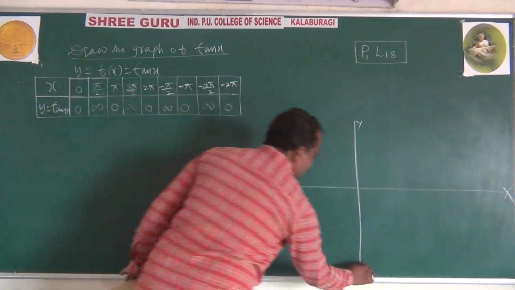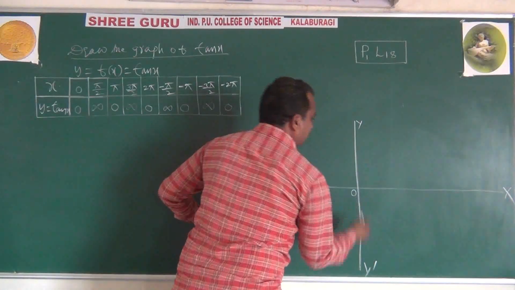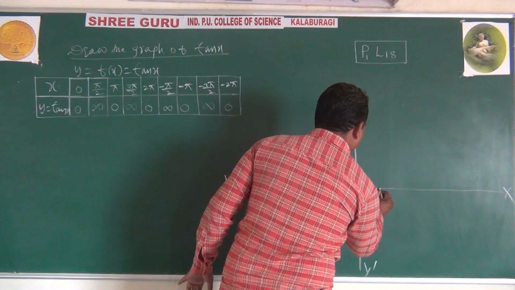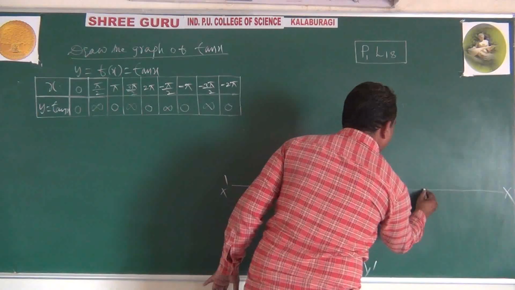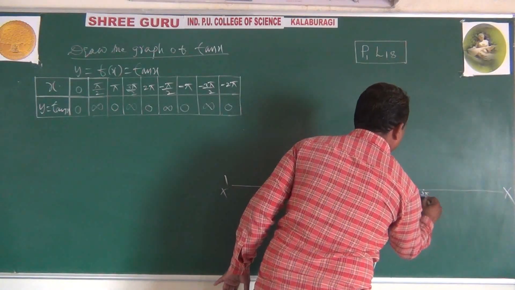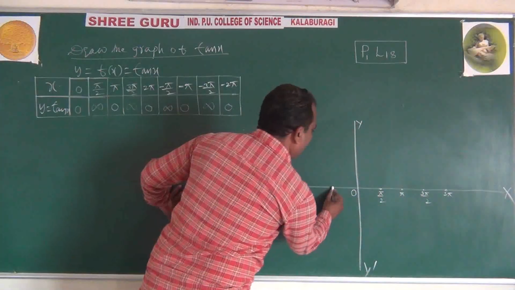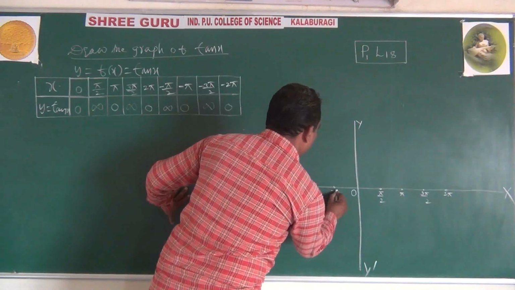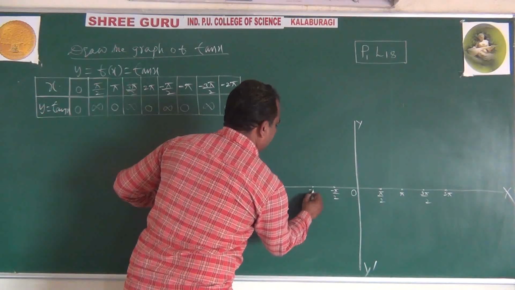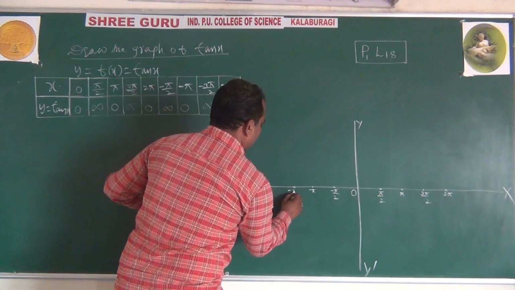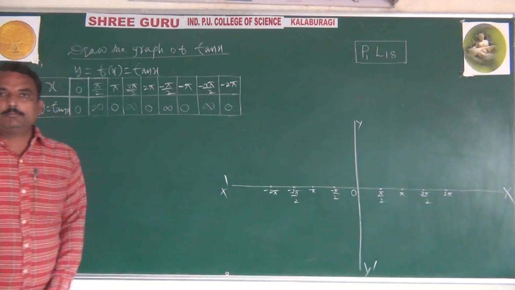X axis, negative x axis, negative y axis. Let us see, the student. 0 it is. Let us mark here: pi by 2, pi, 3 pi by 2, 2 pi. Negative values: minus pi by 2, minus of pi, minus of 3 pi by 2, minus of 2 pi, and marking the number line.